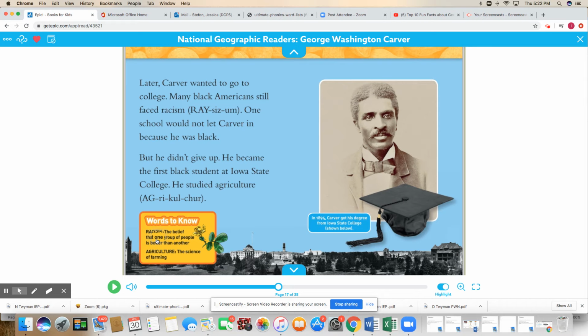Racism, the belief that one group of people is better than another. And agriculture is the science of farming. And something we learned yesterday was that the rights of farmers was something that was very important to George Washington Carver. He wanted to constantly think about ways to use science to improve the lives of farmers. And we see this even as he enters college and has his interest in agriculture.